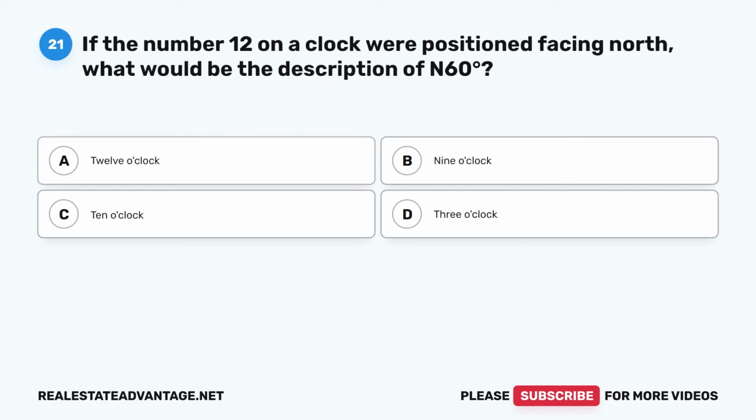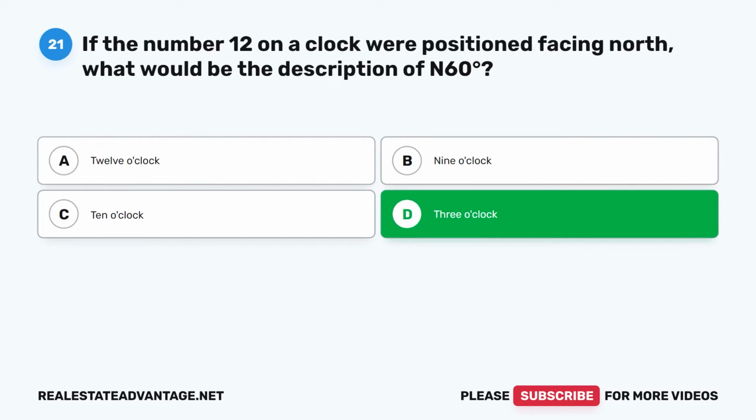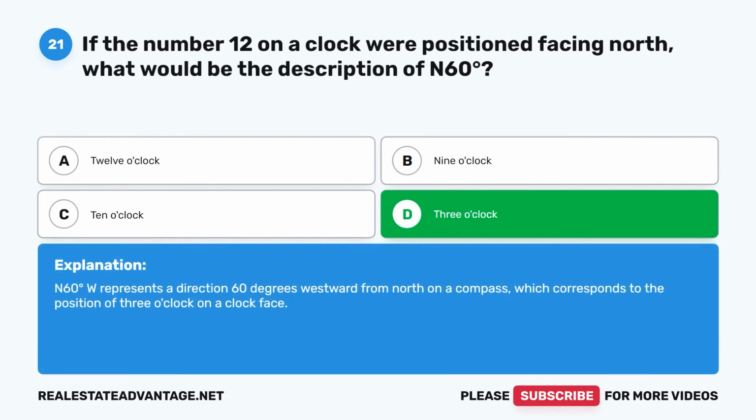Question 21. If the number 12 on a clock were positioned facing north, what would be the description of N60° W? A. 12 o'clock. B. 9 o'clock. C. 10 o'clock. D. 3 o'clock. The correct answer is D, 3 o'clock. N60° W represents a direction 60 degrees westward from north on a compass, which corresponds to the position of 3 o'clock on a clock face.